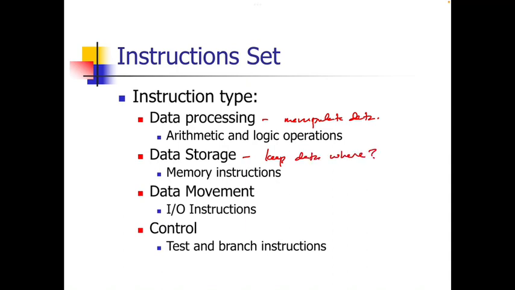Then we have the data movement instruction type. That means we change the data location. Maybe if we need fast processing, fast run, maybe we need to change our data to a register. So that's the example.